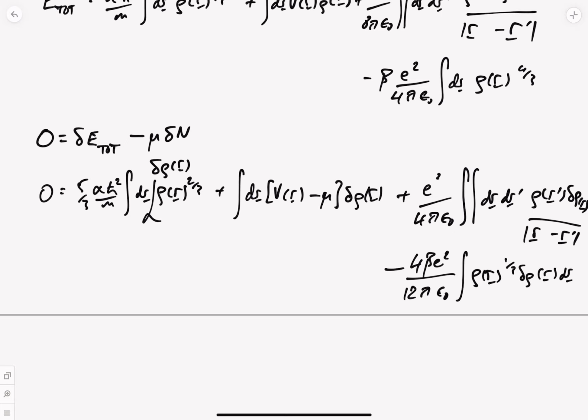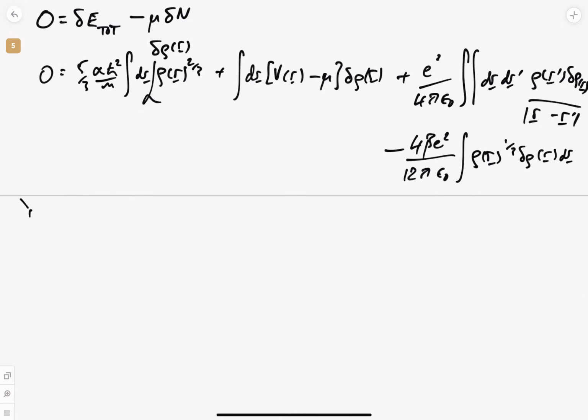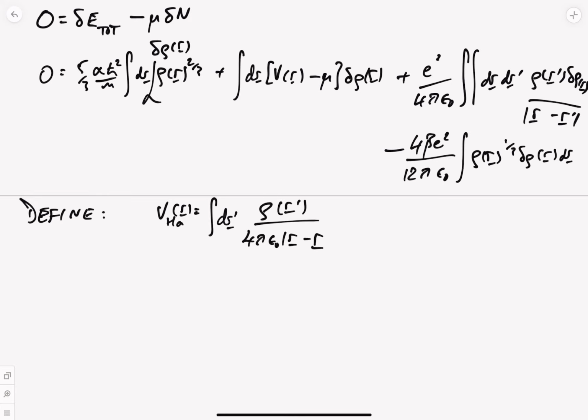We can simplify that expression by defining some potentials. So we're going to define the following useful potentials. The Hartree potential, as a function of r, is just the integral dr prime of rho of r prime over 4 pi epsilon naught times the modulus of r minus r prime. That's an absolutely standard definition. And the exchange potential, Vx of r, is given by minus 4 beta e squared over 12 pi epsilon naught rho of r to the 1/3.